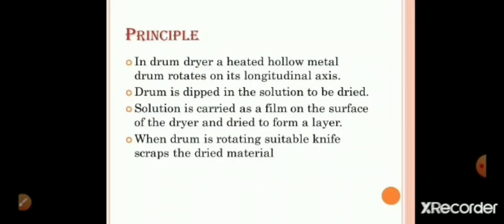Solution is carried as a film on the surface of the dryer and dried to form a layer. It means liquid in the feed pan forms a thin layer on the surface of the drum. When the drum is rotating, suitable knives scrape the dried material.